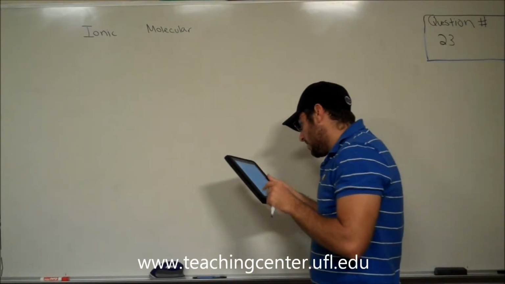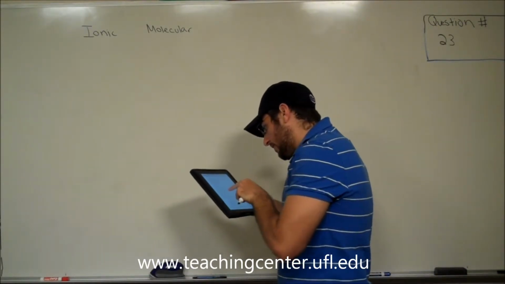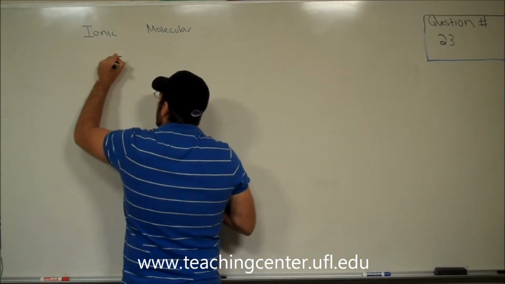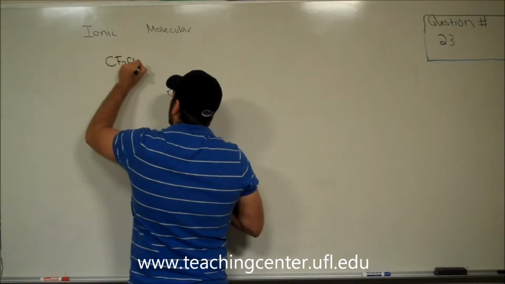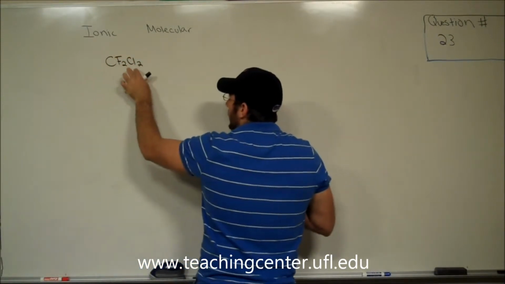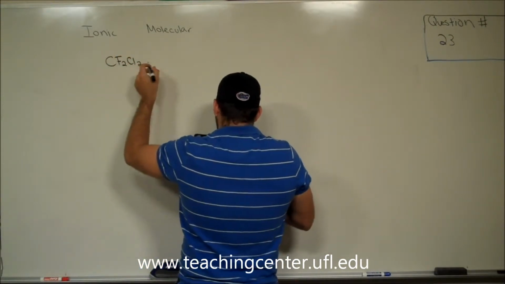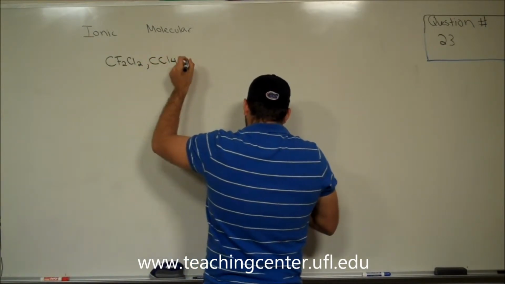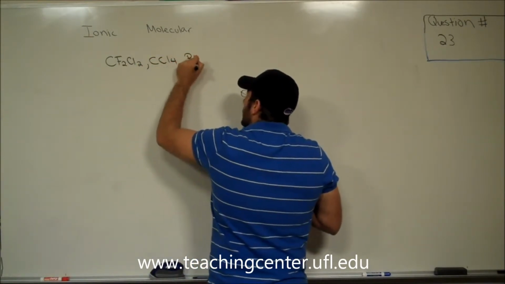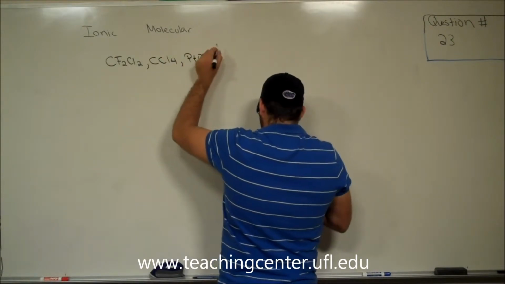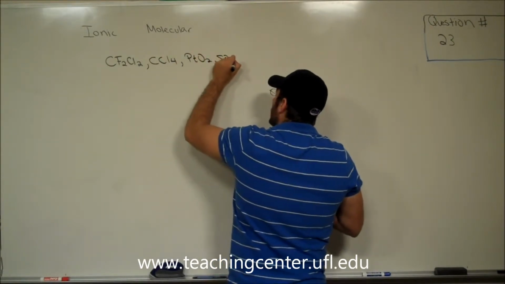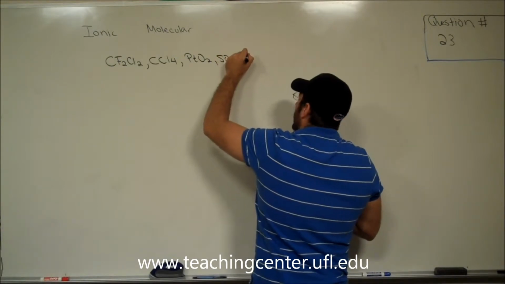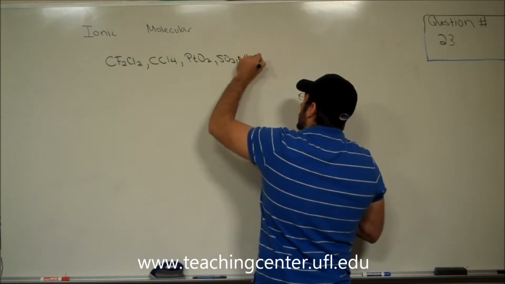So they give us 5 different ones. CF2Cl2, so we have a carbon, a fluorine, and a chlorine. We have CCl4, carbon tetrachloride, platinum dioxide, sulfur trioxide, and NH4Cl, ammonium chloride.